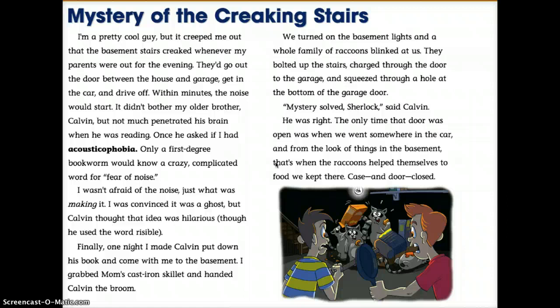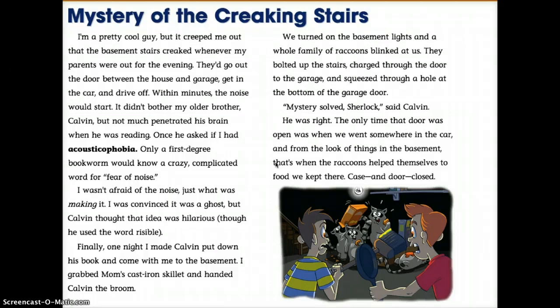I grabbed Mom's cast iron skillet and handed Calvin the broom. We turned on the basement lights, and a whole family of raccoons blinked at us. They bolted up the stairs, charged through the door to the garage, and squeezed through the hole at the bottom of the garage door. "Mystery solved, Sherlock," said Calvin. He was right. The only time that door was open was when we went somewhere in the car, and from the look of things in the basement, that's when the raccoons helped themselves to food we kept there. Case and door closed.